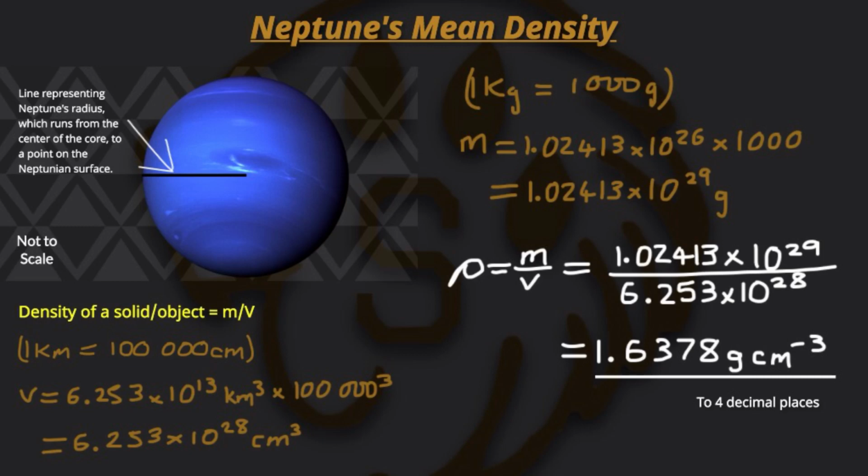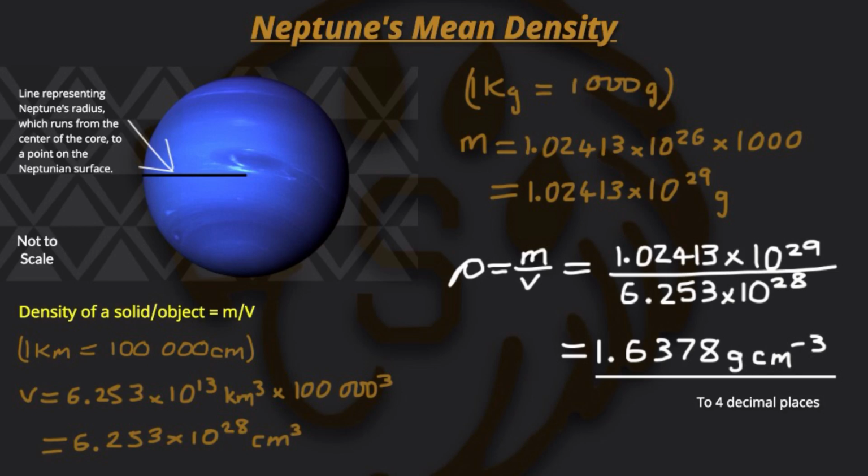So we have to multiply the cubic kilometers that we used in our calculations by 100,000 cubed, because we should convert it to cubic centimeters, and then we get that answer there in cubic centimeters. And then we also have to change the mass, which is in kgs, to grams.